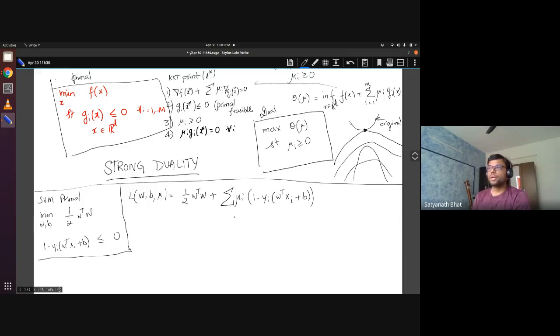Now, if you want to take the infimum of this and write what theta of mu is, we have to take the derivative with respect to two things here. So the gradient of L with respect to W we have to take, and then the gradient of L with respect to B. Okay, so what is the gradient of L with respect to W?